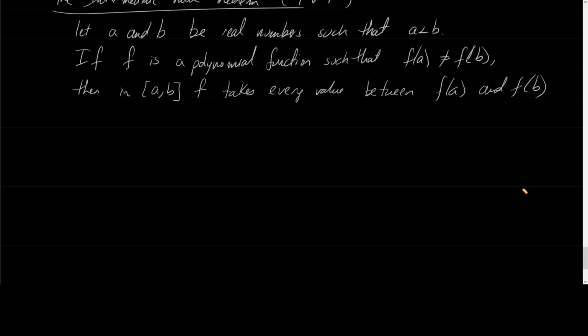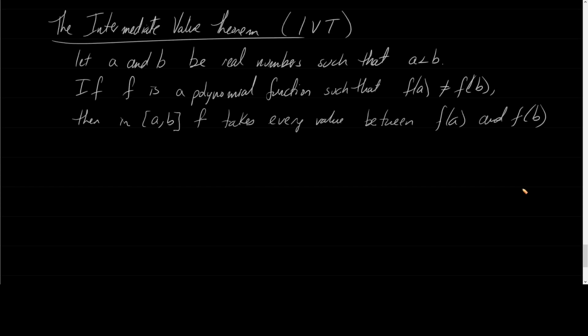So let A and B be real numbers such that A is less than B. What does that mean? Here's A, here's B. If f is a polynomial function such that f of A is not equal to f of B, in other words they're at different heights. For example, let's say this is the height f of A, and this up here is the height f of B. They're not the same height.